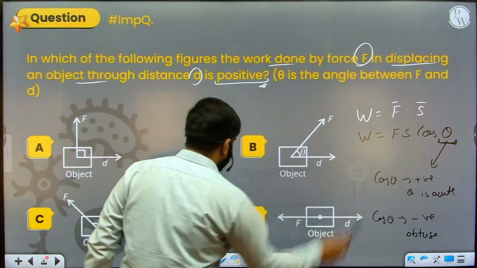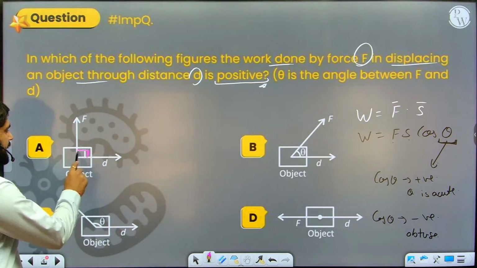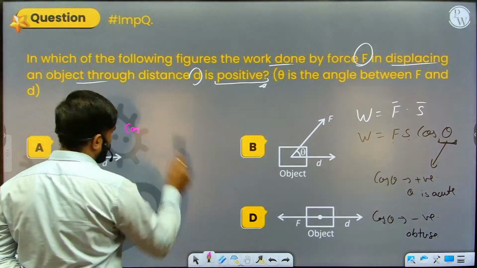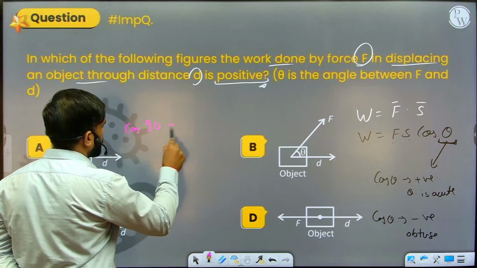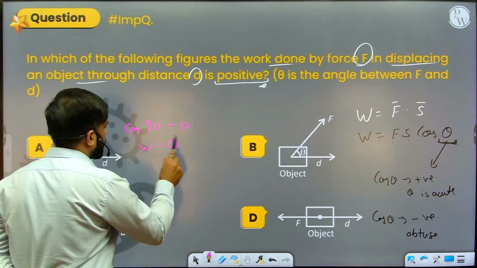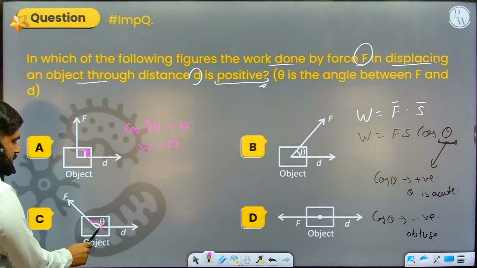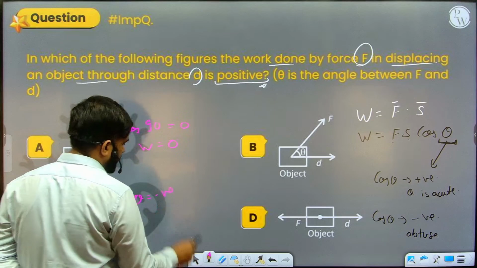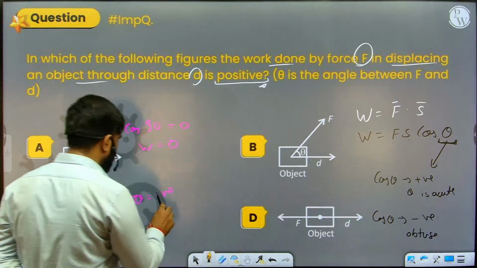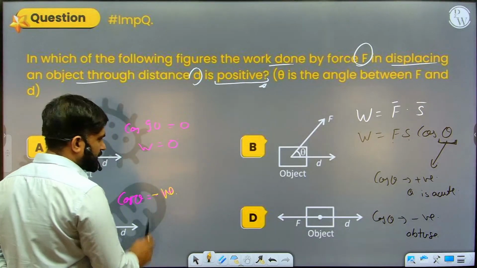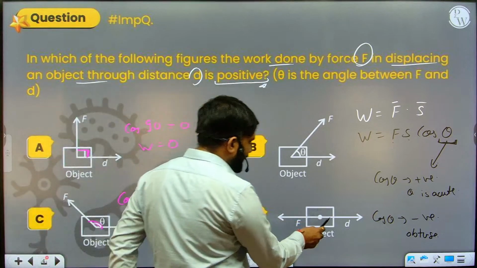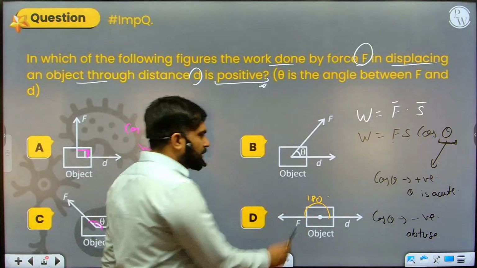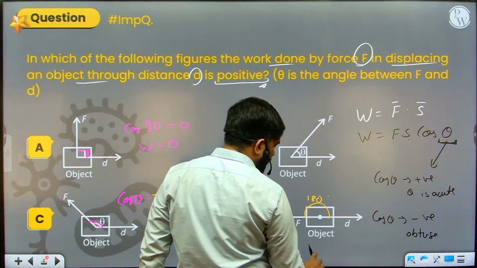Let's just check. First one, the angle is 90 degrees, so cos 90 will be 0. Cos theta will be 0, work done is 0. In this one, it's an obtuse angle, so I know cos theta will be negative. So again, this is not the correct one. Here it is 180 degrees, right? They are exactly opposite. So again, cos 180 will be minus 1, which is negative.